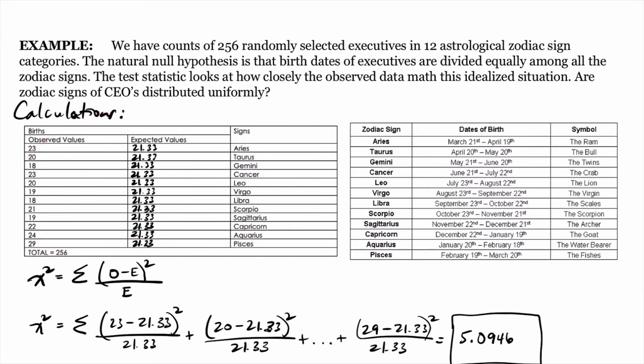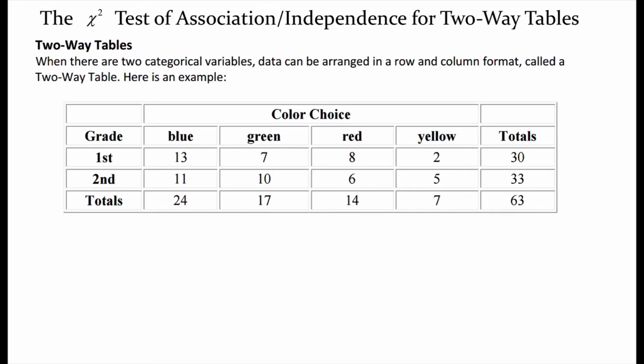Today, there are two variables. What are the two variables? Grade and color choice. So it's a two-way table, okay? So when there's a two-way table, we're not going to use goodness of fit. That's another way to tell. When do we use goodness of fit? Not when we have a two-way table. Okay, two-way tables are two categorical variables.